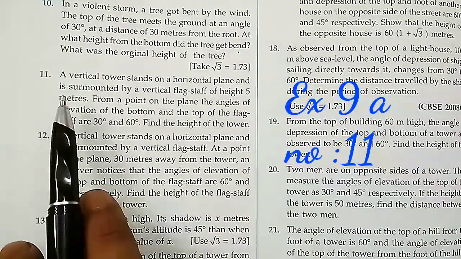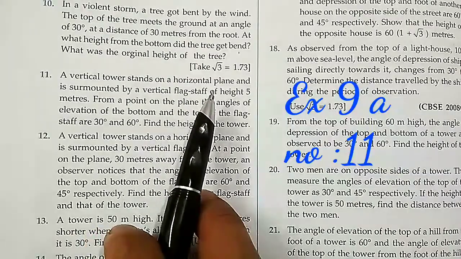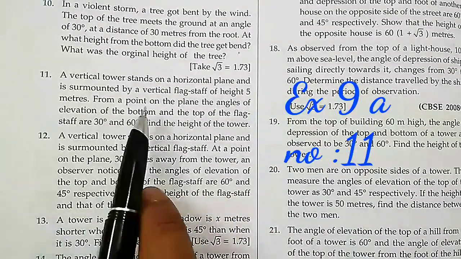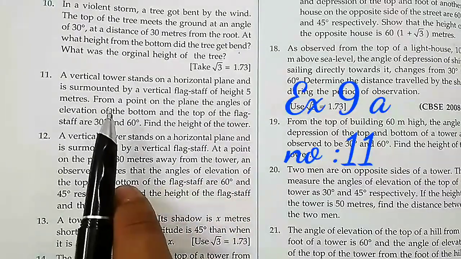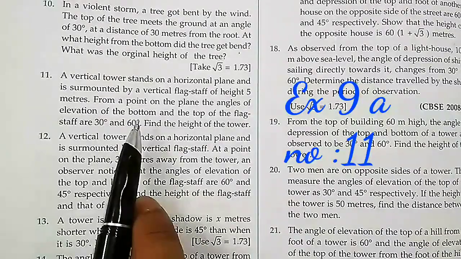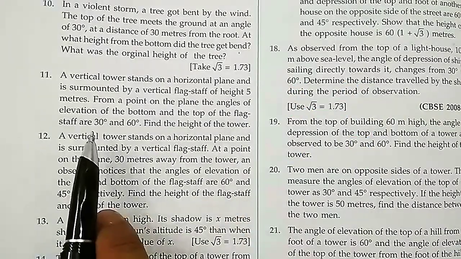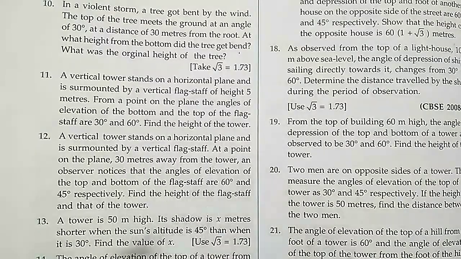Here the question is, a vertical tower stands on a horizontal plane and is surmounted by a vertical flagstaff of height 5 meters. From a point on the plane, the angles of elevation of the bottom and the top of the flagstaff are 30 degree and 60 degree. Find the height of the tower.